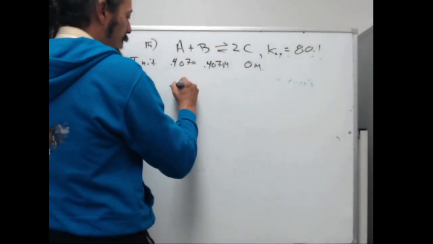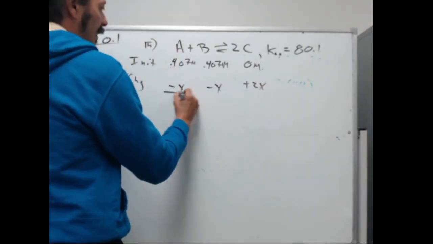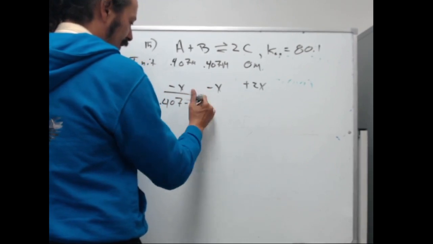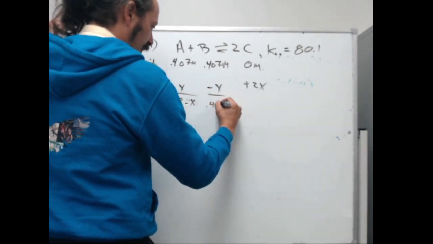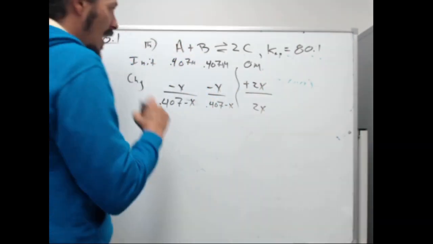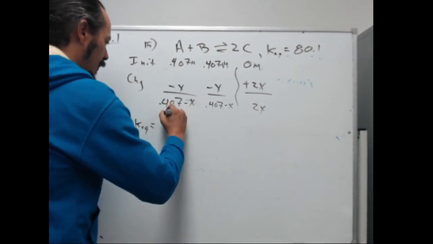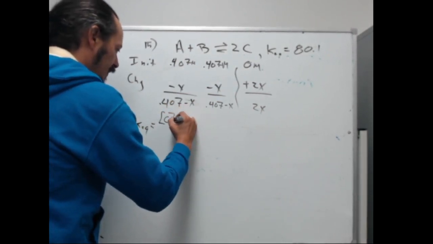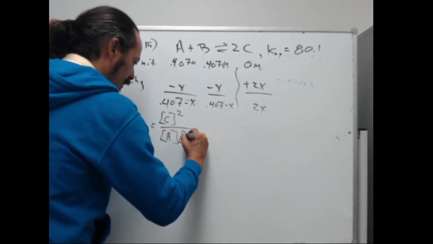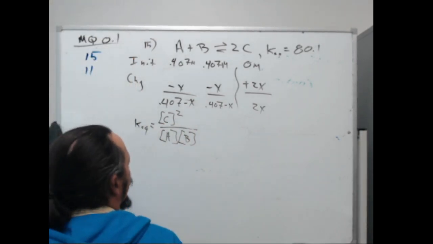My change is going to be minus x, plus 2x. I'm going to have 0.407 minus x, 0.407 minus x, and 2x. I'm going to go ahead and set up my Keq equal to the concentration of C squared divided by the concentration of A times the concentration of B. I can go ahead and plug my things in.